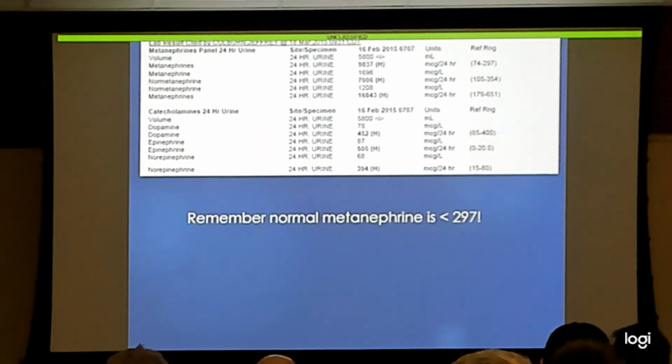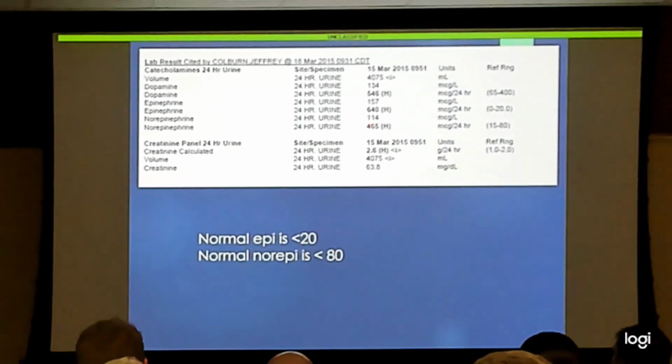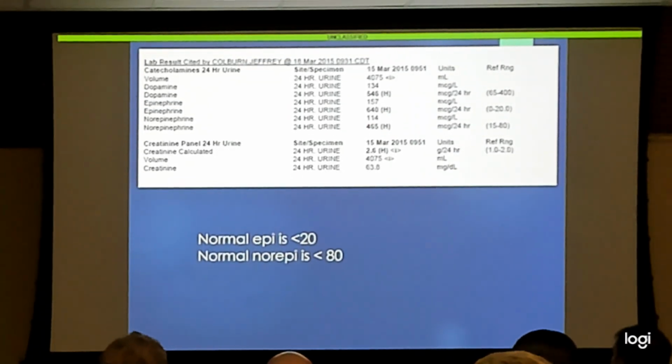So, 9837, is that a little elevated? Yeah, that's crazy elevated, right? So, normal is less than 297. And then on this one, normal epi is less than 20. And normal norepi is less than 80. So that's crazy. So what's in your differential now?